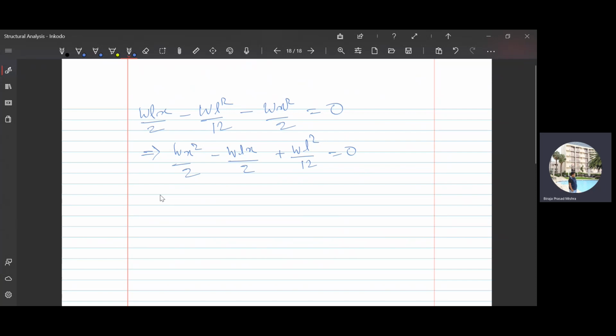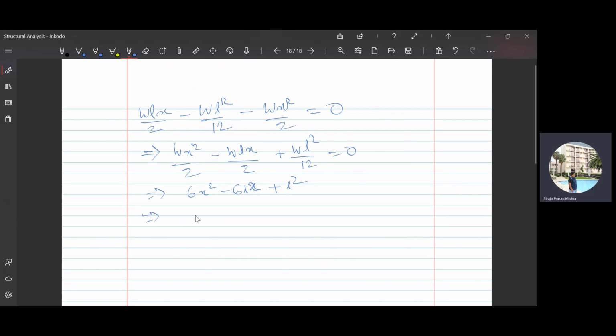From this, can I write it so that if I take 12 as common, 6 into w will go that side and it will be 0. So 6x square minus 6lx plus L square. Is it? Yes or no? Now this is in the form of a quadratic equation.